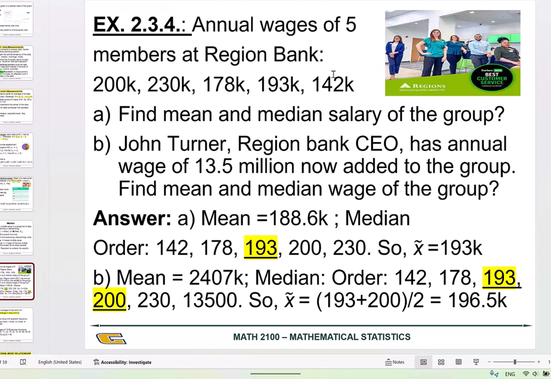In part B, John Turner, the regional bank CEO, has an annual wage of 13.5 million. Now add him to the group and find the median wage in the group. If we add him on, now we have 6 people, and you add up and divide by 6. The mean income becomes 2,040K, which is more than 2 million on average for each person.